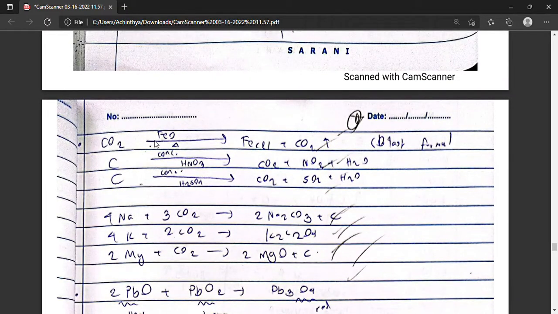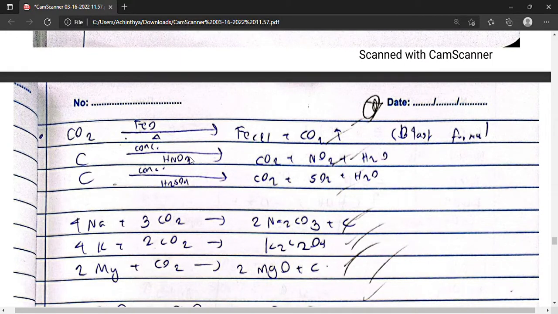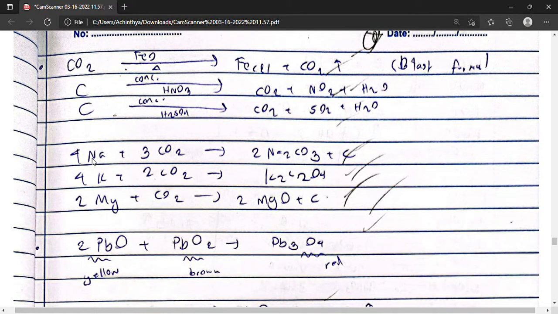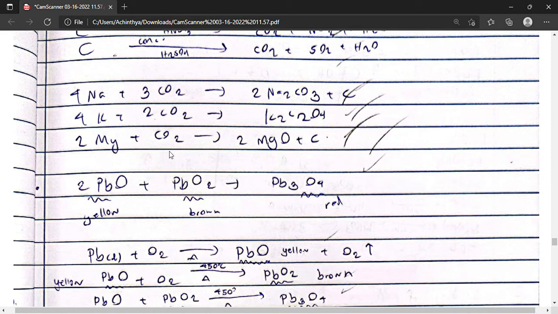Carbon monoxide under high temperatures with ferrous oxide forms liquid iron and carbon dioxide. This happens in a blast furnace. Carbon with concentrated nitric acid, we discussed this reaction. We discussed these two reactions in the previous video. And sodium with carbon dioxide will form sodium carbonate and carbon. Potassium with carbon dioxide forms potassium oxalate. Magnesium with carbon dioxide reacts to form magnesium oxide and carbon.